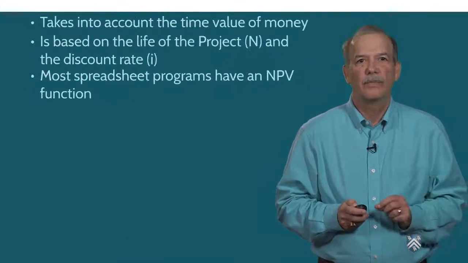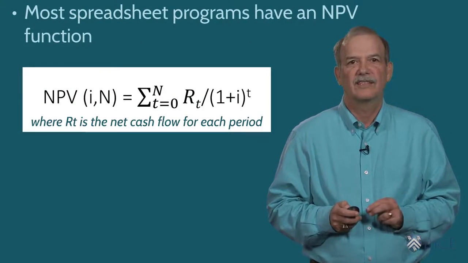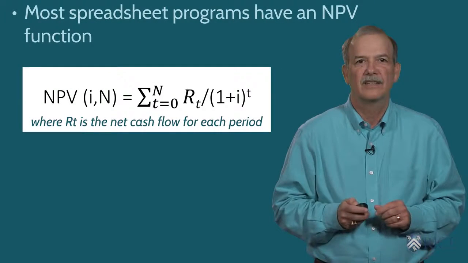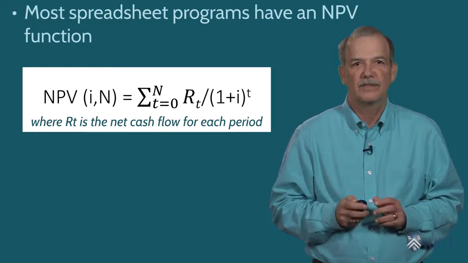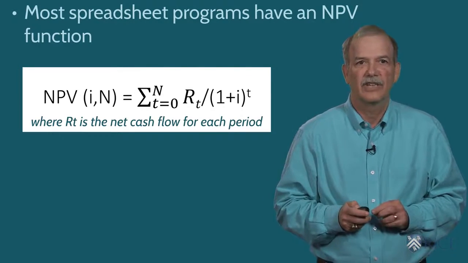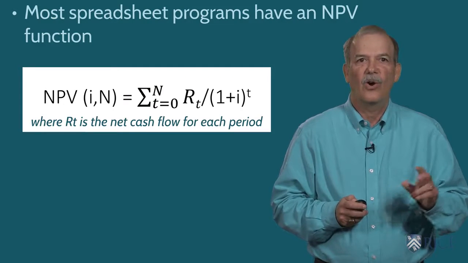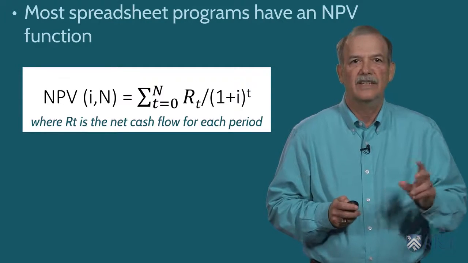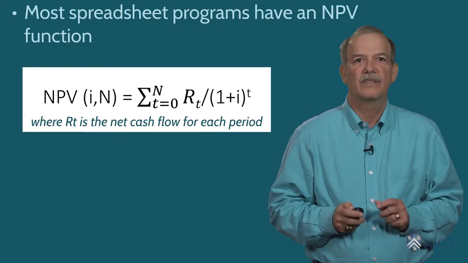The standard formula for net present value analysis is this rather intimidating looking, but actually very simple formula. In the formula, I is the discount rate, or the internal interest rate, R is the net cash flow, and N is the number of periods or life of the project.